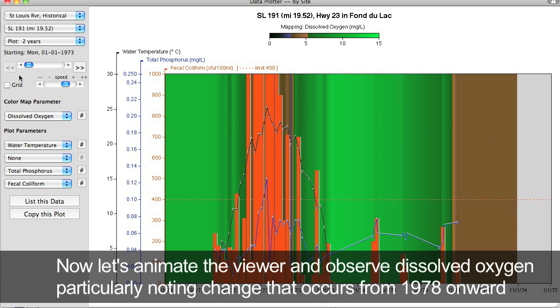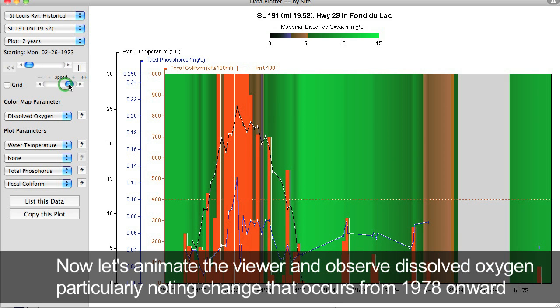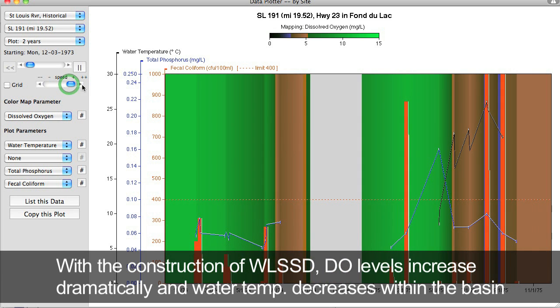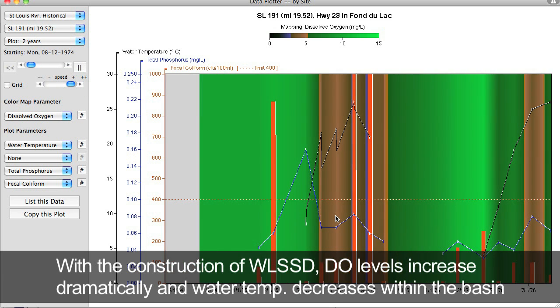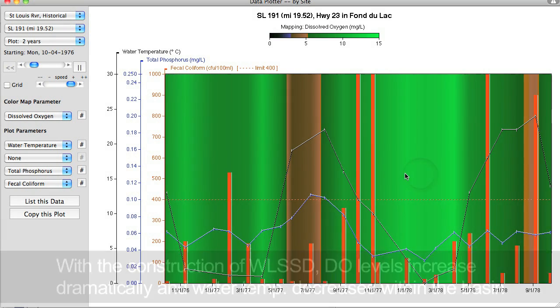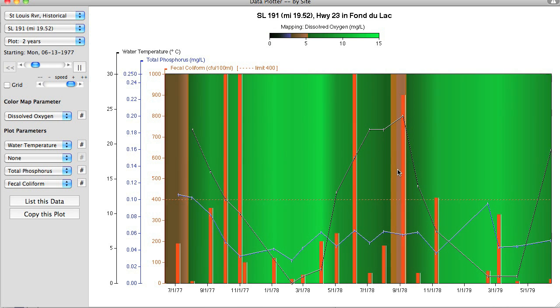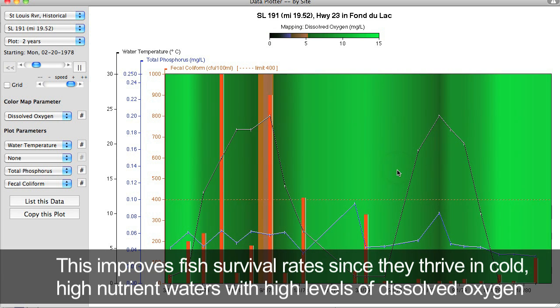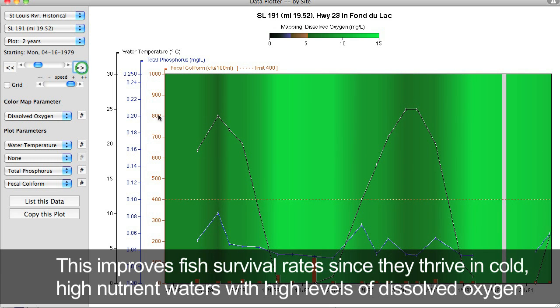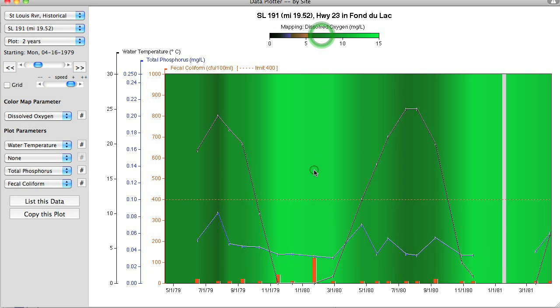Specifically, let's watch what happens when a new sewage treatment plant known as WLSSD opens in 1978. With the opening of the treatment plant comes a dramatic increase in dissolved oxygen levels and a significant decrease in summer water temperature. This is a trend that has continued into the present. Specifically, this pattern meant dramatically better fish survival rates since they thrive in a cold, oxygenated environment, conditions that the St. Louis River was now more likely to meet.